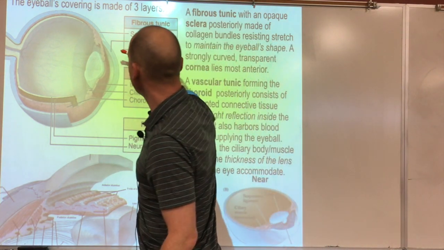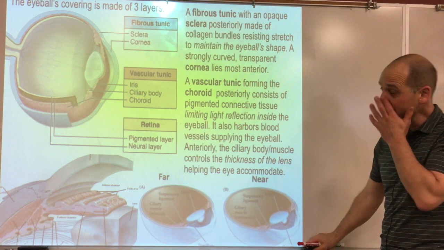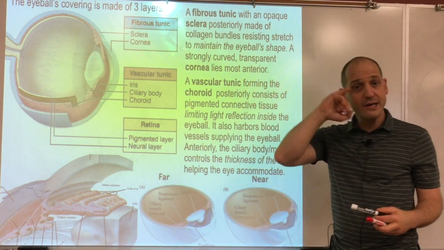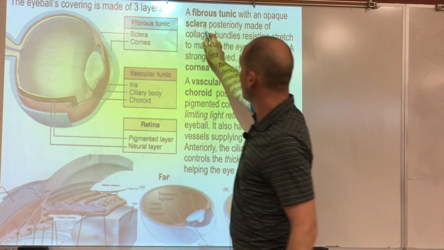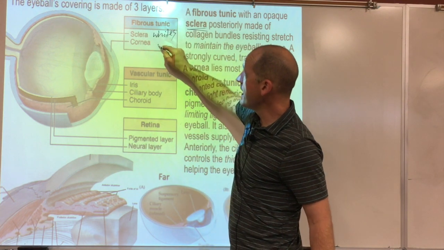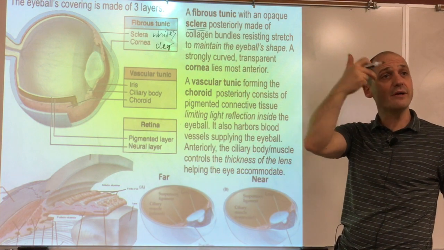When we look at the eyeball itself, we have some layers from the outside to the inside. The first layer is white. In the back, we see the eye white. That's the sclera. That's the whites. And then the clear part, the cornea in the front, is where it gets clear. Oh, you can see through it.